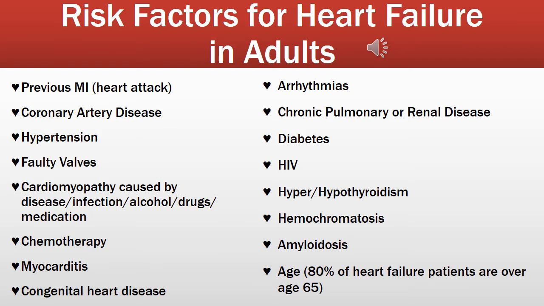Due to advances in medicine, more children than ever born with congenital heart disease grow to be adults. However, they may continue to have symptoms throughout their lifespan. Arrhythmias, chronic pulmonary or renal disease, diabetes, HIV, and hyper or hypothyroidism, hemochromatosis, a hereditary disorder where iron salts are deposited in the tissue, amyloidosis, in which abnormal protein builds up in the tissue, and age are other key contributors to heart failure in adults. 80% of heart failure patients in the U.S. are over the age of 65.